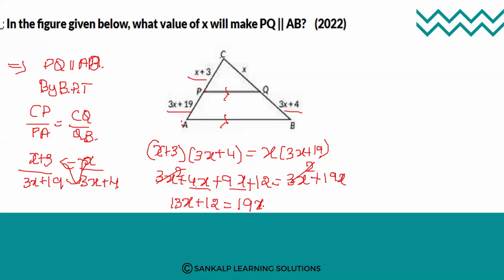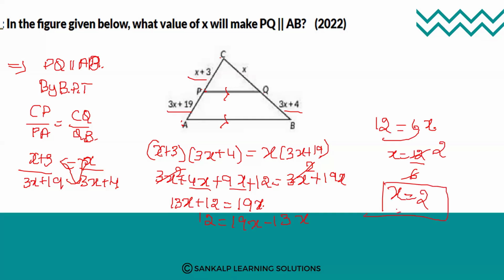Now, transfer this 13X to this side. 12 is equal to 19X minus 13X. So 19X minus 13X, you will get 12 is equal to 6X, right? So transfer the 6 to this side. X is equal to 12 divided by 6. 6 ones are 6, 6 twos are 12. Therefore, X value is 2 you will get. Okay. So X value is 2.